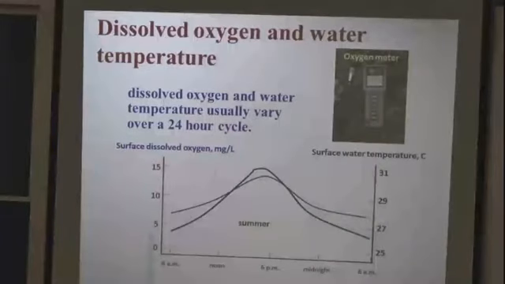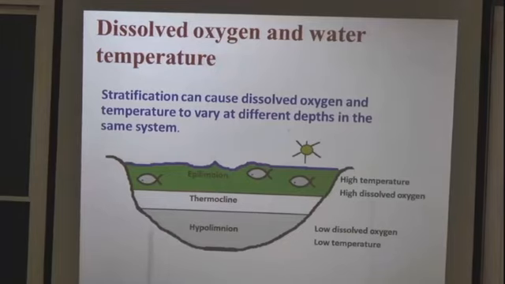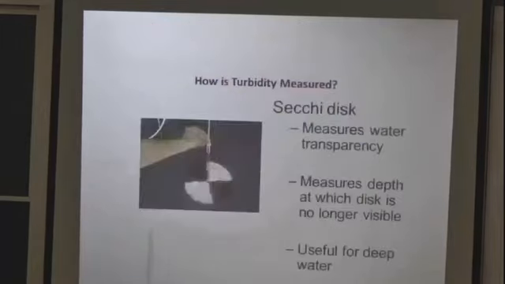Dissolved oxygen and water temperature. This is the relationship you can see: as the temperature increases, the oxygen level falls, and we can measure it with an oxygen meter. Here we can see that in the depth there's low temperature and low oxygen, while on the upper surface it is different. So if you are sampling, it should be a properly representative sampling of the water if you are going to test it.